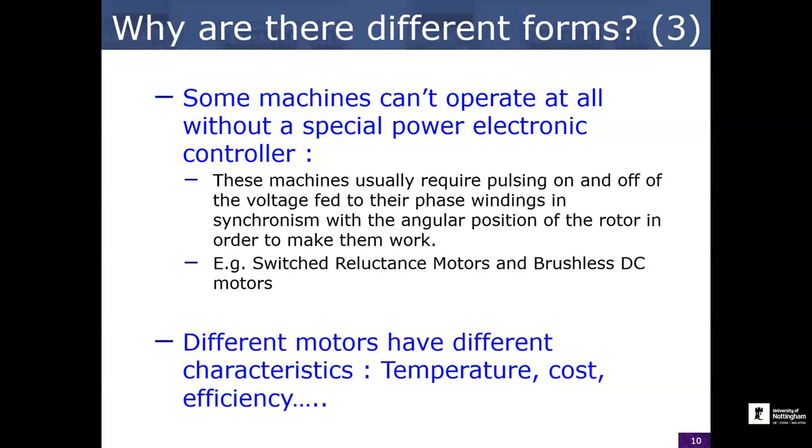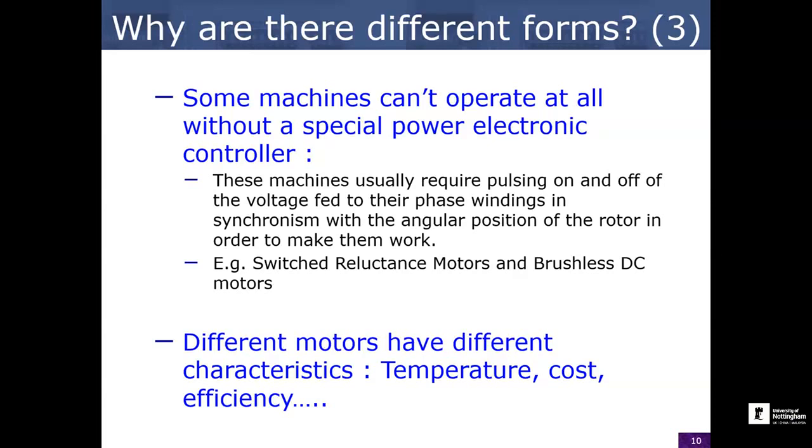And ultimately, the other thing we find is that different motors have different characteristics. So we don't have one single plug-and-play motor that's the best at every job. So we find that all kinds of motors have different characteristics. They have different characteristics around temperature, cost, efficiency, and so choosing machines for a particular application can be very challenging and very difficult, because you've got to balance all of these factors.